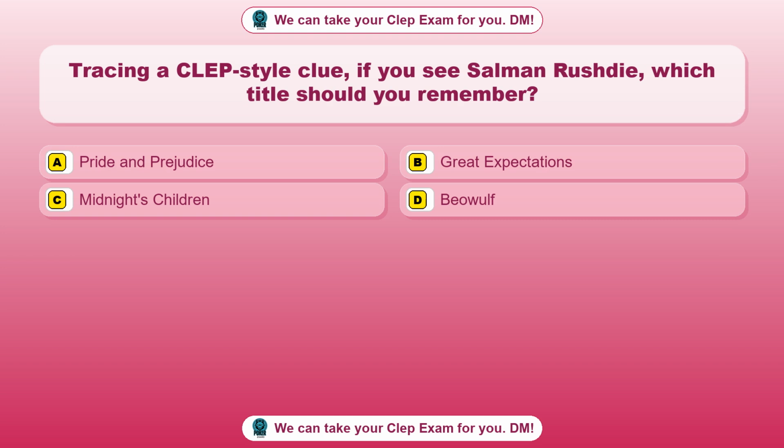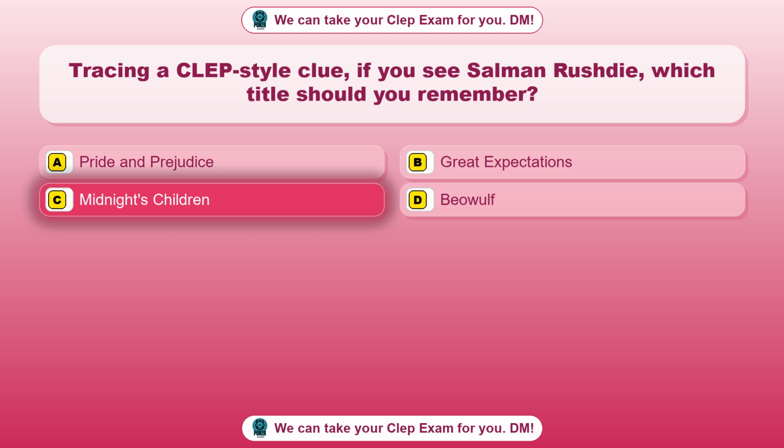Question 4. Tracing a CLEP-style clue. If you see Salman Rushdie, which title should you remember? Option A. Pride and Prejudice. Option B. Great Expectations. Option C. Midnight's Children. Option D. Beowulf. The correct answer is option C.